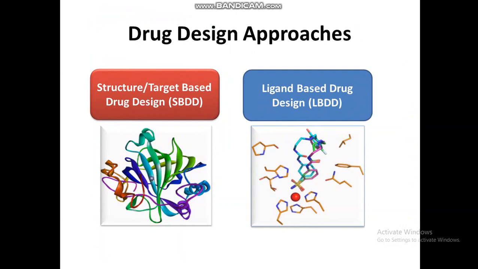So first of all, we should know what the different approaches to drug design are. There are two different kinds of approaches towards designing a drug. Number one, structure or target-based drug design, in which we focus on the type of target or the active site. According to that target, we design a drug that can fit or bind into that target. And the second case is ligand-based drug design.